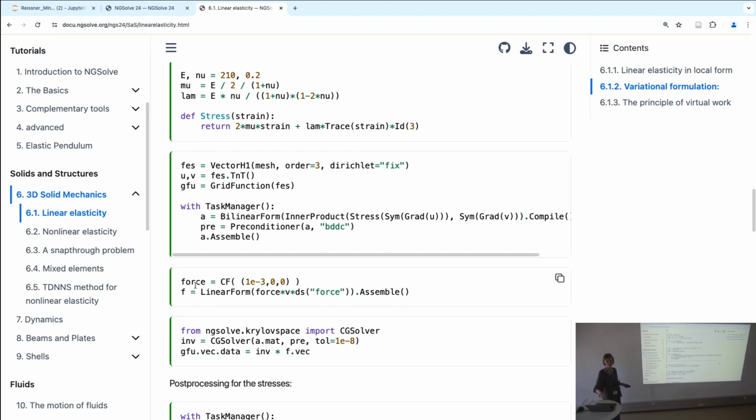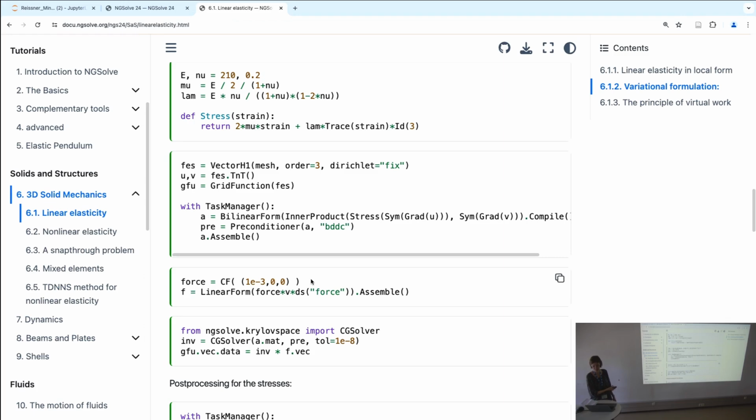So we have a force which we want to have acting on the right-hand boundary of the body in a positive x direction, so that would be pulling. And then we tell NGSolve, okay, generate me a linear form. That will be my right-hand side vector. Put there the force times the test function v, and integrate ds, integrate on the surface, which is called force.